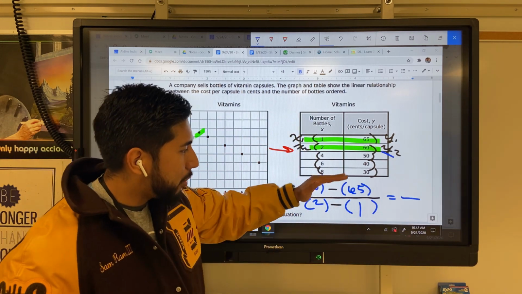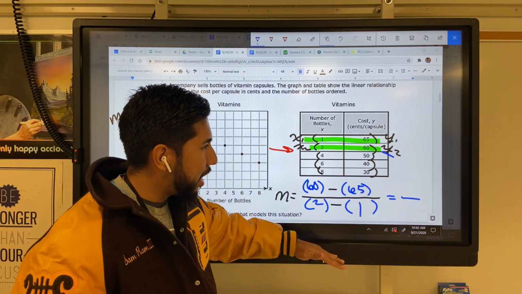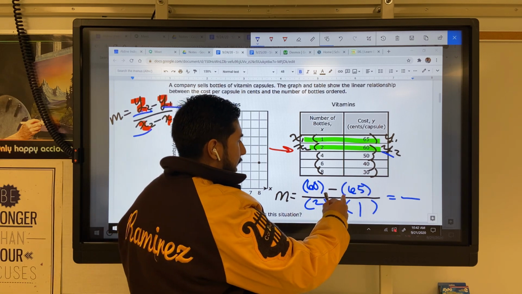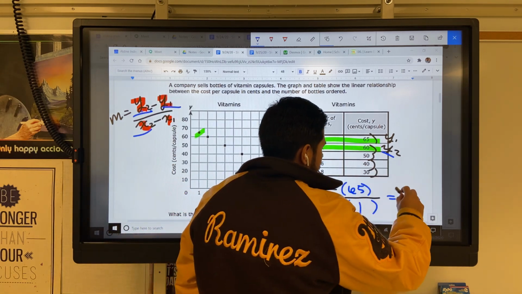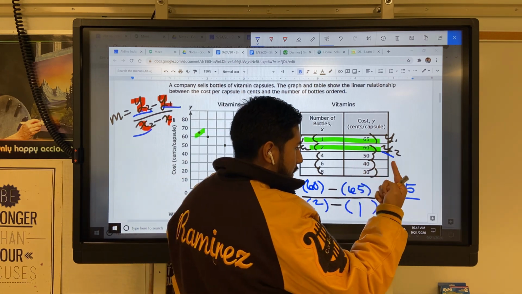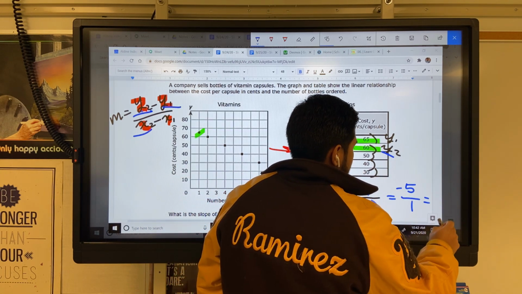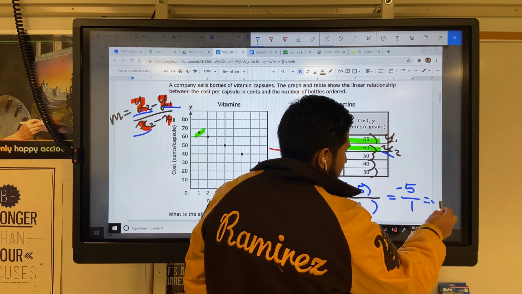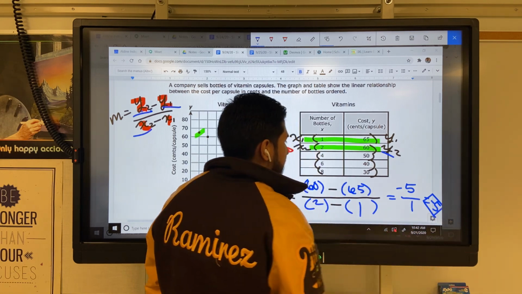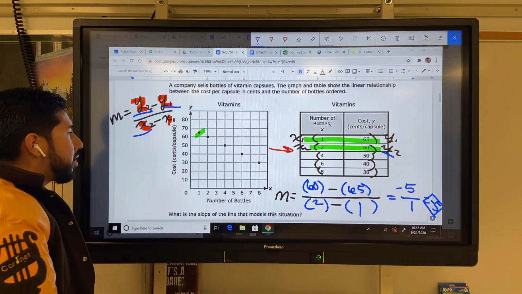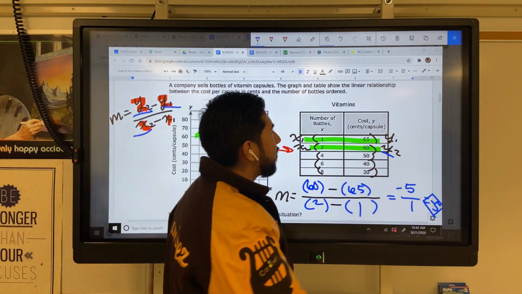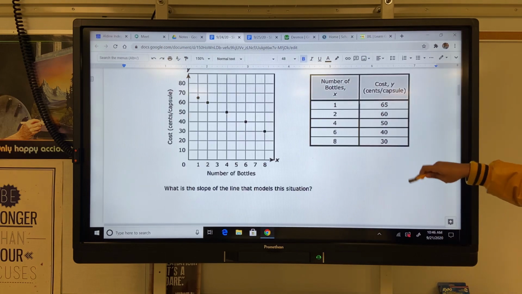Anyways, make a fraction. Now, I'm going to do one part at a time. I'm going to do the numerator and then the denominator. If I have to reduce, please reduce. 60 minus 65, calculator, it's negative 5. 2 minus 1 gives me 1. And I can reduce this to negative 5 divided by 1, which is negative 5. So my slope in this case is negative 5. That means it's going down 5 every single number. All right. Should be a good refresher.